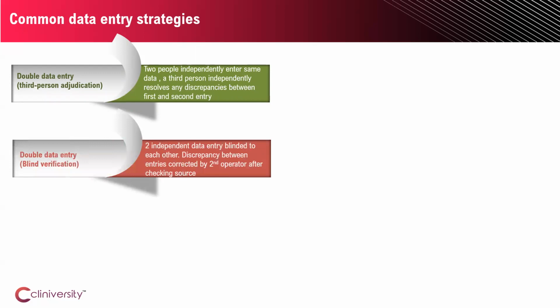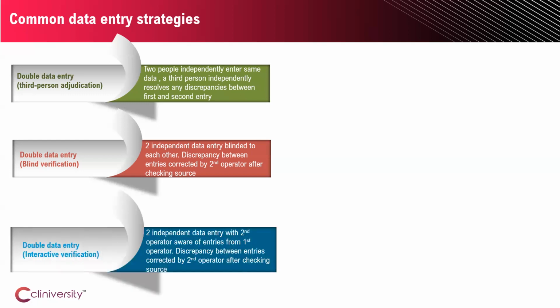In double data entry with a blind verification, again, two people will independently enter the same data and both will remain unaware of what the other person is entering. If the second person enters a value that differs from the first person, the operator will be warned by the system that there is a discrepancy. After this warning, the second data entry person, who is also responsible for verification, must carefully examine the entry against the source and then determine what should be the appropriate entry before saving it. With this data entry strategy, the second entry person's value will override the first person's entry value.